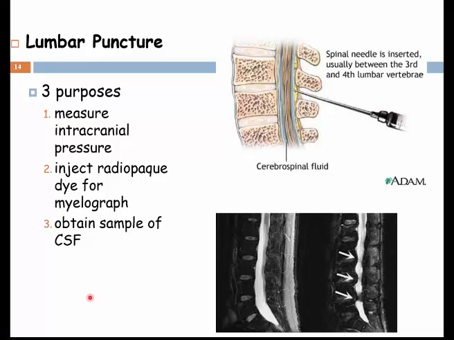Lumbar puncture is a diagnostic test that can be used for various purposes. One is to measure intracranial pressure, and this is the pressure in your central nervous system. Another would be to inject radiopaque dye for a myelograph. This is similar to angiography, only in this case we are looking for nerve impingements. On the slide you see an image of a myelograph. This would be a normal myelograph, and here we see impingement of nerves.